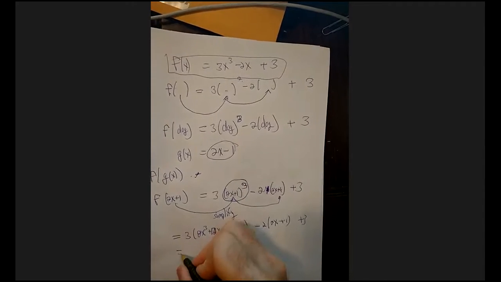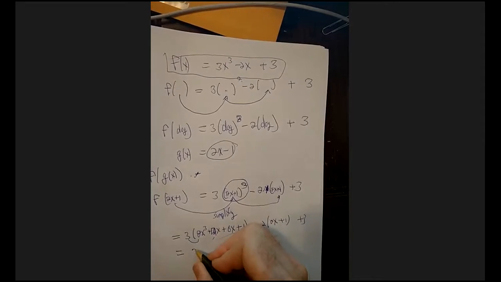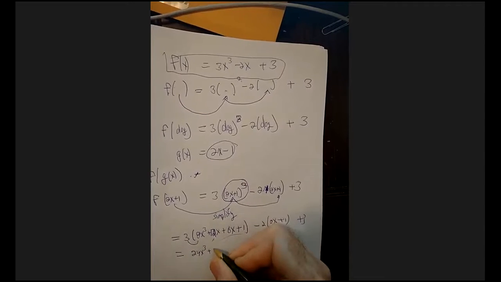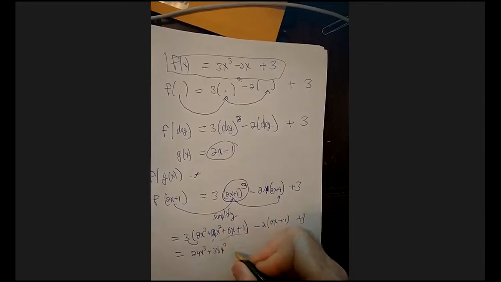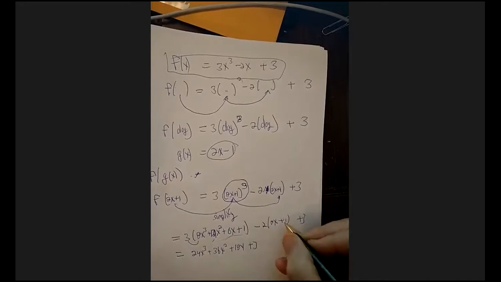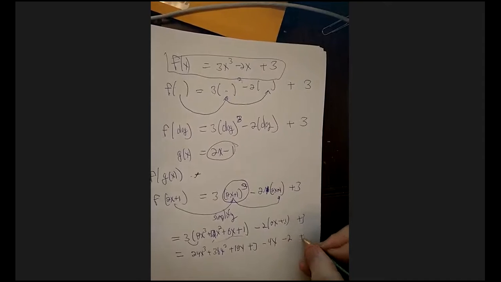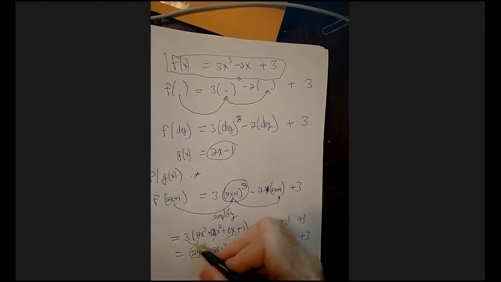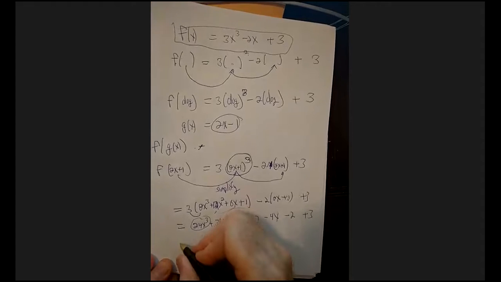And then I would distribute the numbers. So distribute the 3 to everything here. So 24x cubed, 36x squared, I forgot the square there, 18x plus 3. Now I do this one, minus 4x minus 2, plus 3. And then I just have to gather like terms and simplify. So I'd say, okay, well, there's only one cube term.